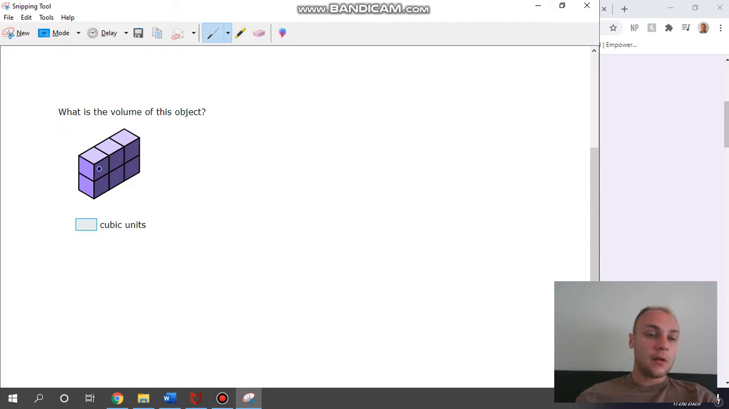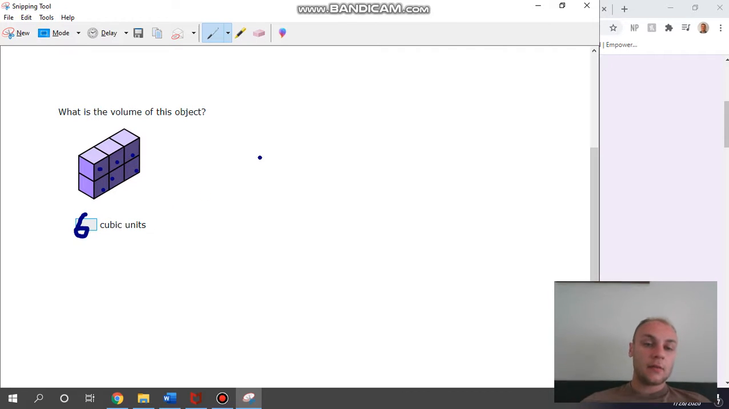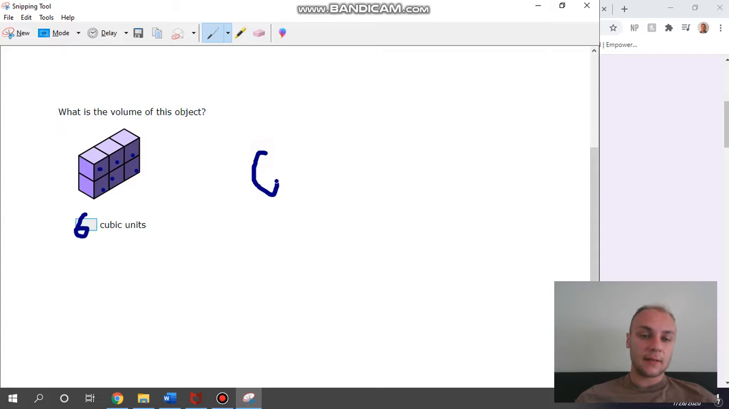For this one, we can actually just count the cubes. 1, 2, 3, 4, 5, 6. So our answer would be 6. Now, another way to write this would be 6 units. I'll write it out. Units to the third.